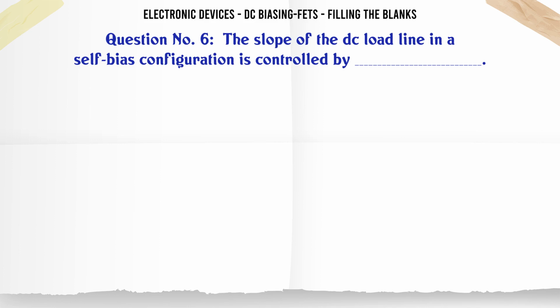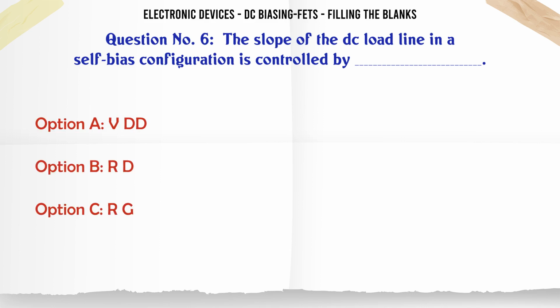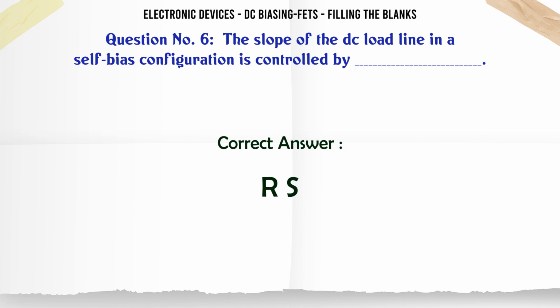The slope of the DC load line in a self-bias configuration is controlled by A. VDD. B. RD. C. RG. D. RS. The correct answer is RS.